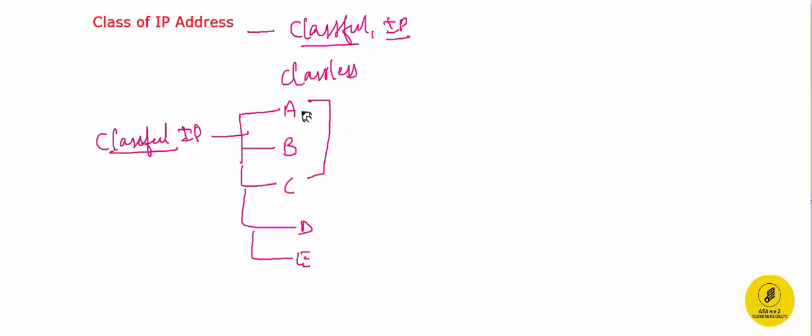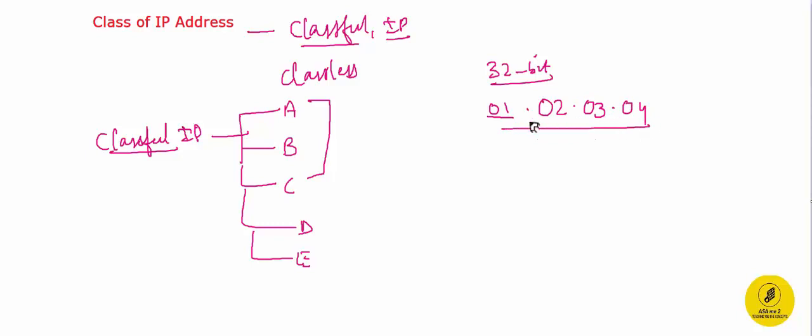Now, how do you identify which IP address belongs to which class? Just by looking at the IP. To understand that, we need to take a step back and understand the format of an IP address. An IP address is a 32-bit number, 4 octets separated by dots. So this is octet 1 dot octet 2 dot octet 3 dot octet 4. An IP address has 4 octets.